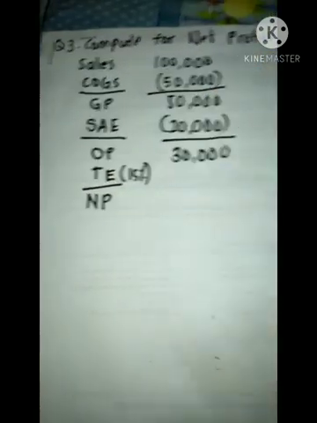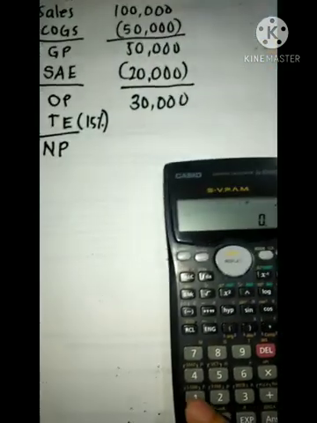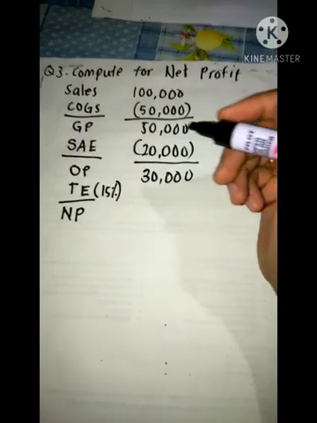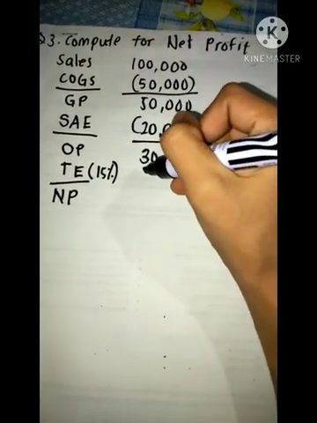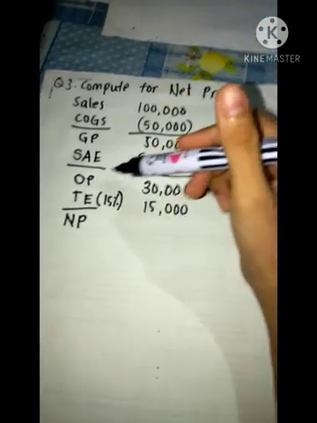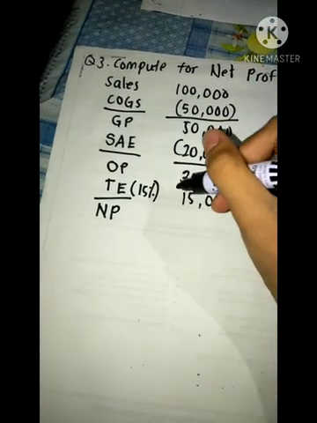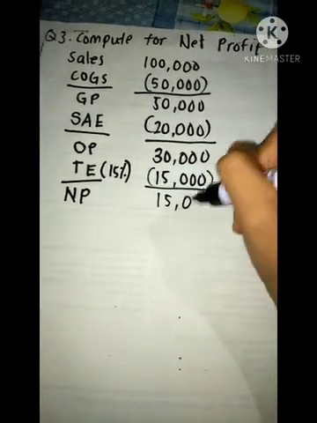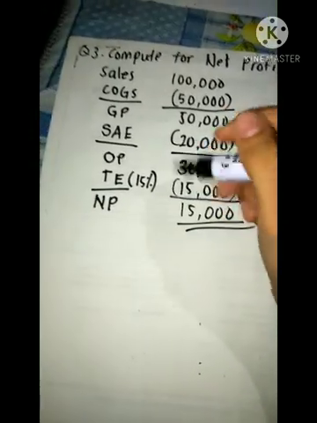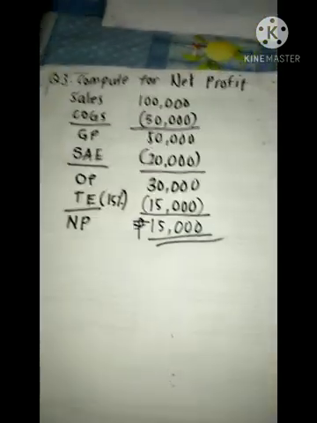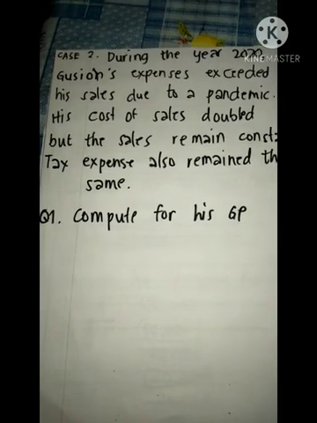So, you will solve that. 100,000 times 15% is 15,000. So, the tax expense of Gushon for 2019 is 15,000. So, from the operating profit of 30,000 pesos, ide-deduct mo pa yung 15,000. The answer is 15,000 pesos. That is your net profit or net income after tax. Okay. Kanina, puro profit yung na-compute natin.